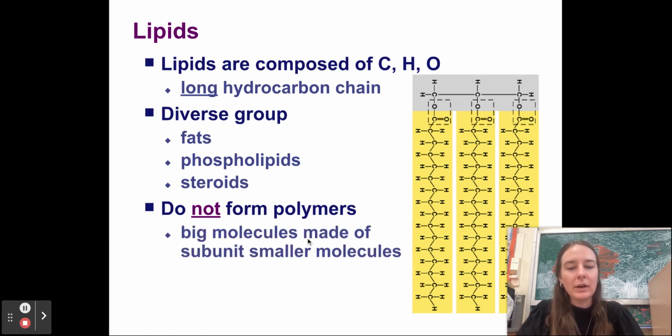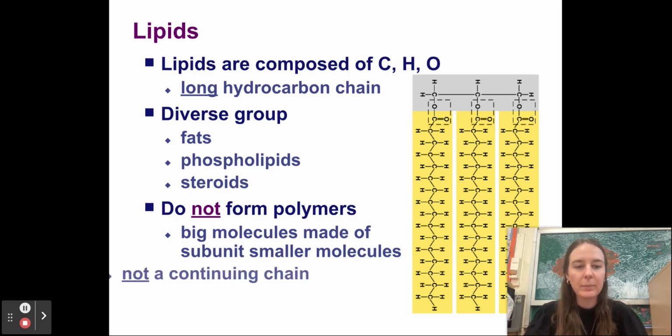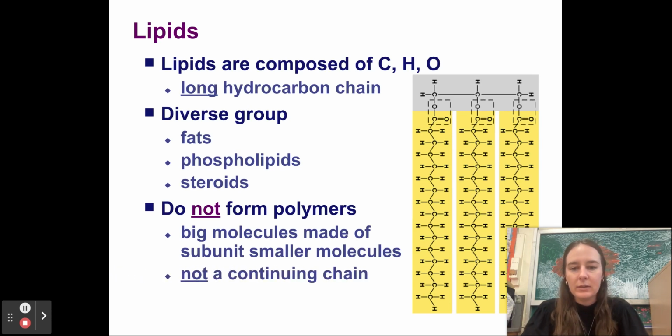So lipids are bigger molecules and they're made up of smaller subunits, but not repeating units like you would see with proteins, which are a repeating chain of amino acid monomers, or carbohydrates, a repeating chain of monosaccharides, or nucleic acids, a repeating chain of nucleotides. Lipids aren't repeating chains, but they are big molecules made up of smaller pieces, like I just said.